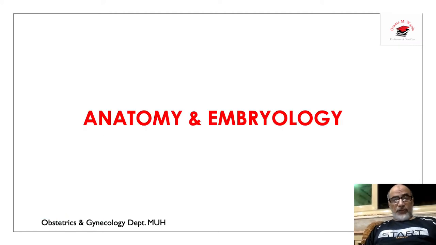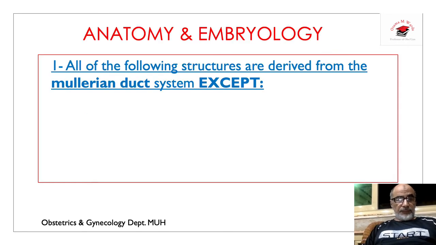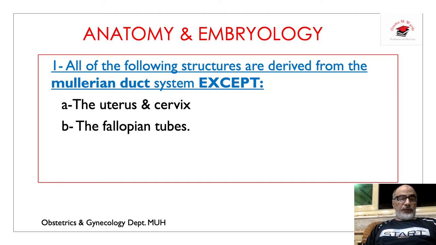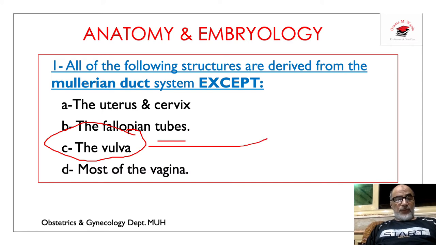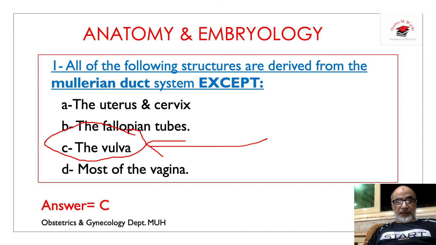We come to a revision of anatomy and embryology. All of the following structures are derived from the Mullerian duct except one. Uterus and cervix are Mullerian. Fallopian tube is Mullerian. The vulva is not Mullerian. Most of the vagina is Mullerian, except the lower third. So the correct answer is C, the vulva. The vulva is derived from the urogenital sinus, and so the lower third or lower fourth of the vagina is derived from the urogenital sinus.